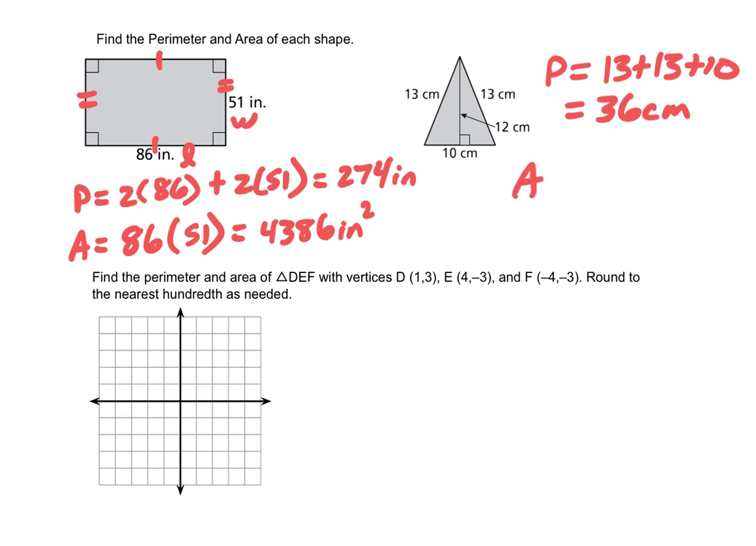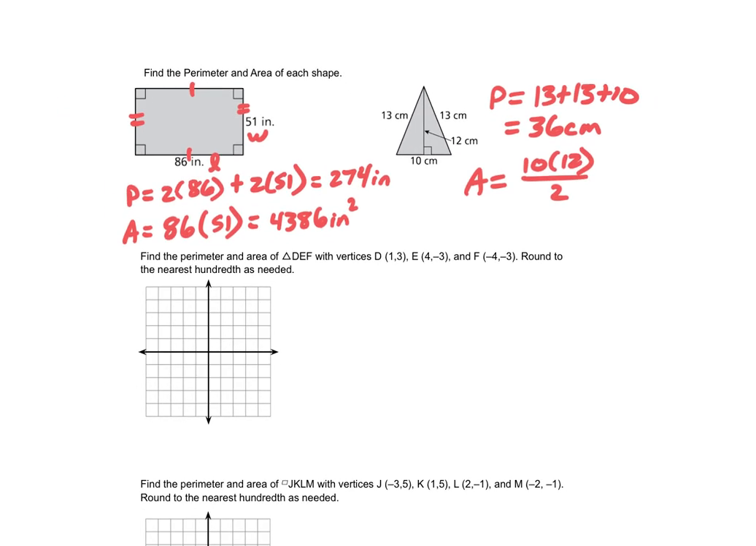Hey, the area is base times height divided by 2, or 1/2 base times height. I like base times height divided by 2 because sometimes people freak out when they see fractions, right? And think, oh gosh, how am I going to put that into my calculator? So sometimes I think it's easier just to do base times height divided by 2.